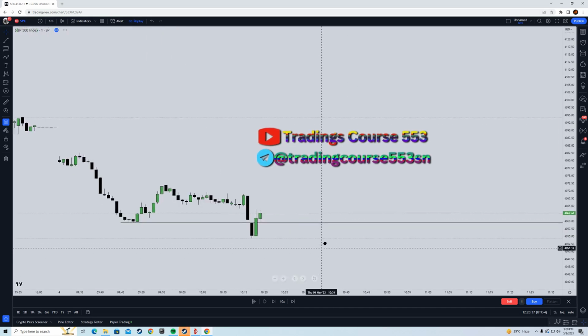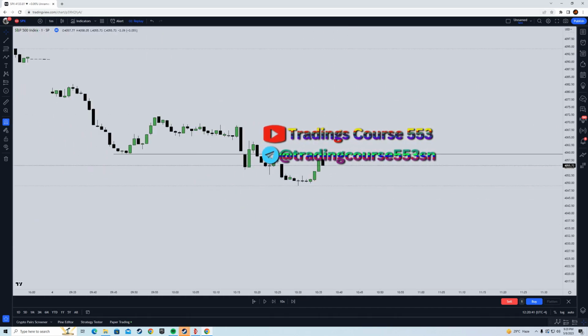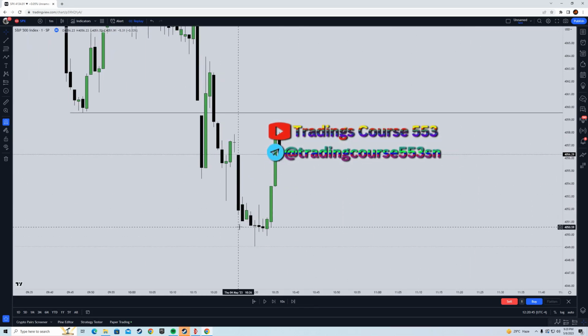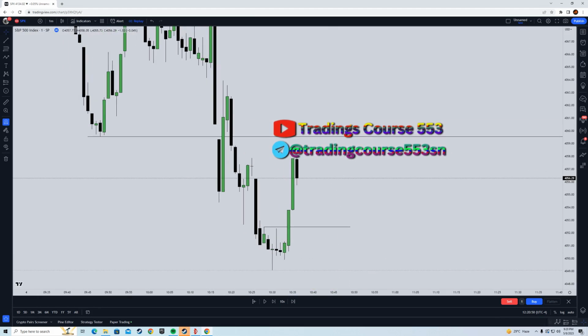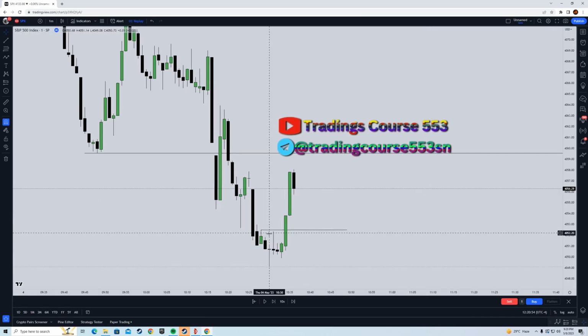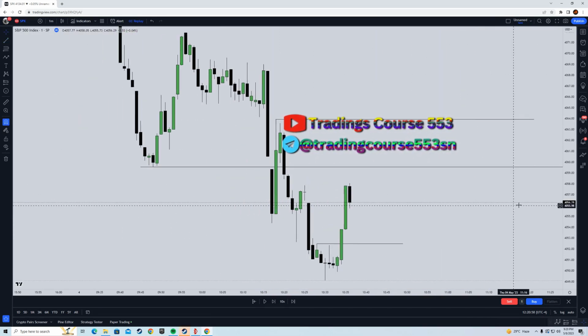Let's go back to 1 minute and look for a clear market structure shift. And as you can see right here, what we do have is a lower low, lower high, lower low, right? And then over here, we have a shift in market structure. Now, this I consider internal market structure, and this right here would be my external market structure, okay?